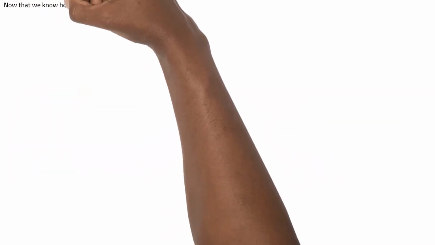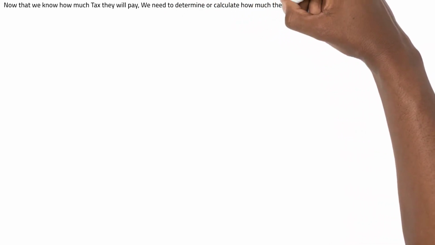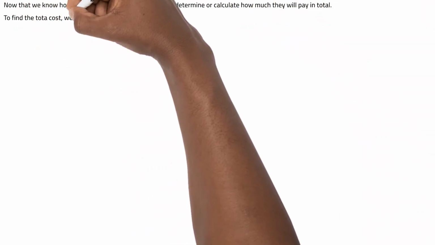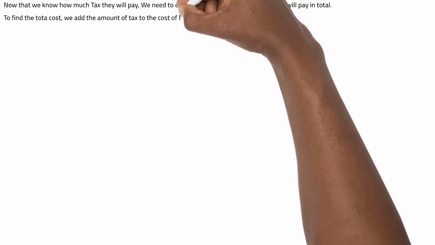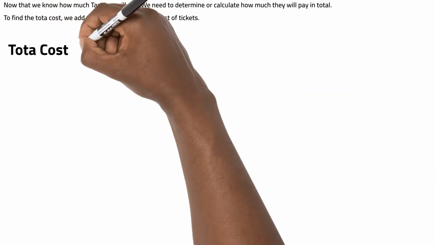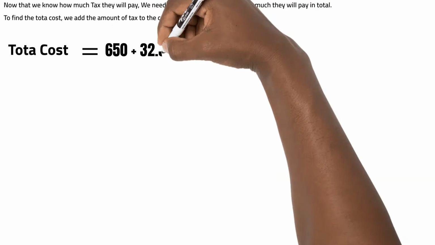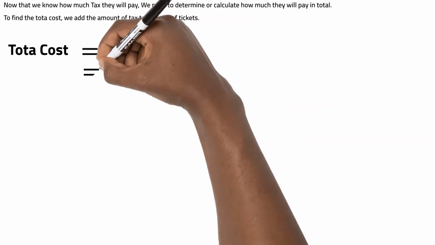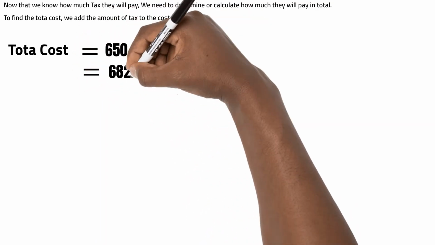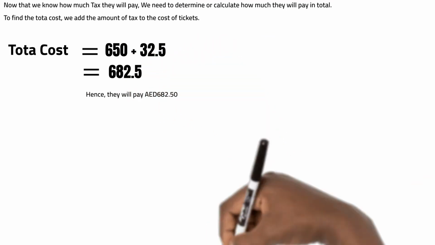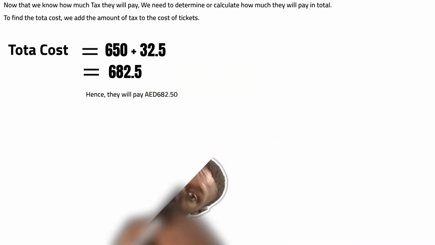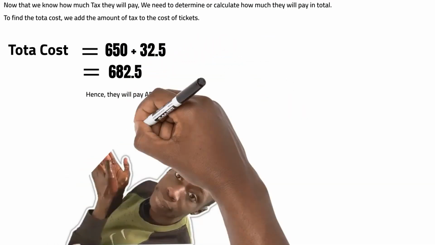Now that we know how much tax they will pay, we need to determine or calculate how much they will pay in total. To find the total cost, we add the amount of tax to the cost of tickets, therefore, total cost equals 650 plus 35.50, and this gives us 682.5. Hence they will pay a total of 682 United Arab Emirates dirhams and 50 fils.